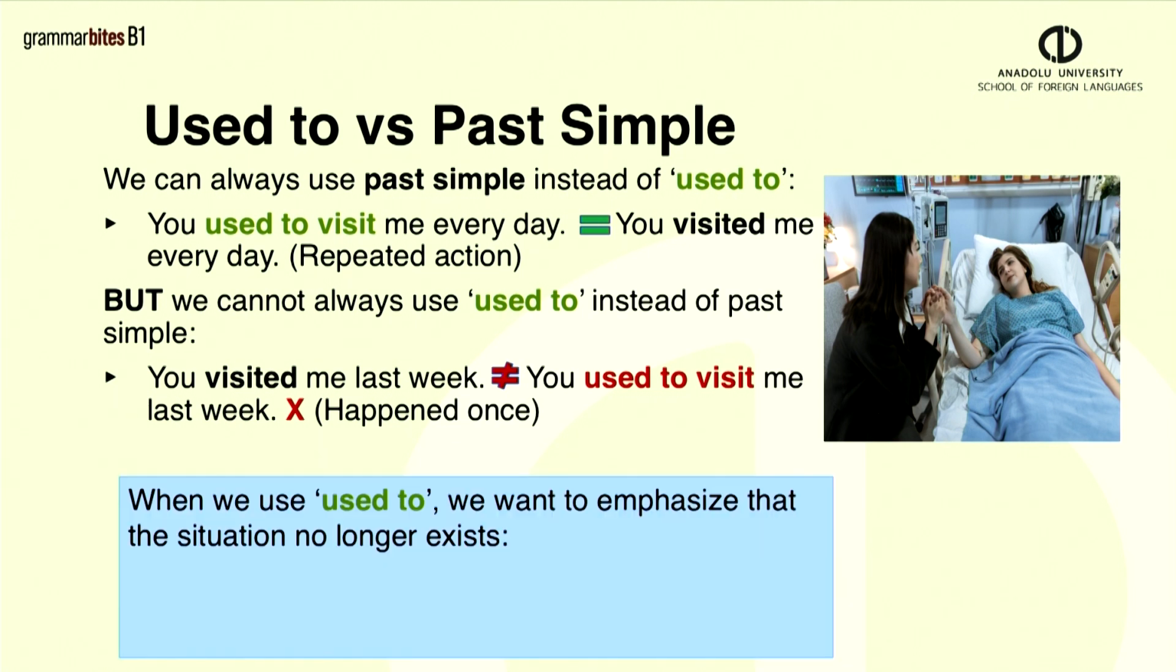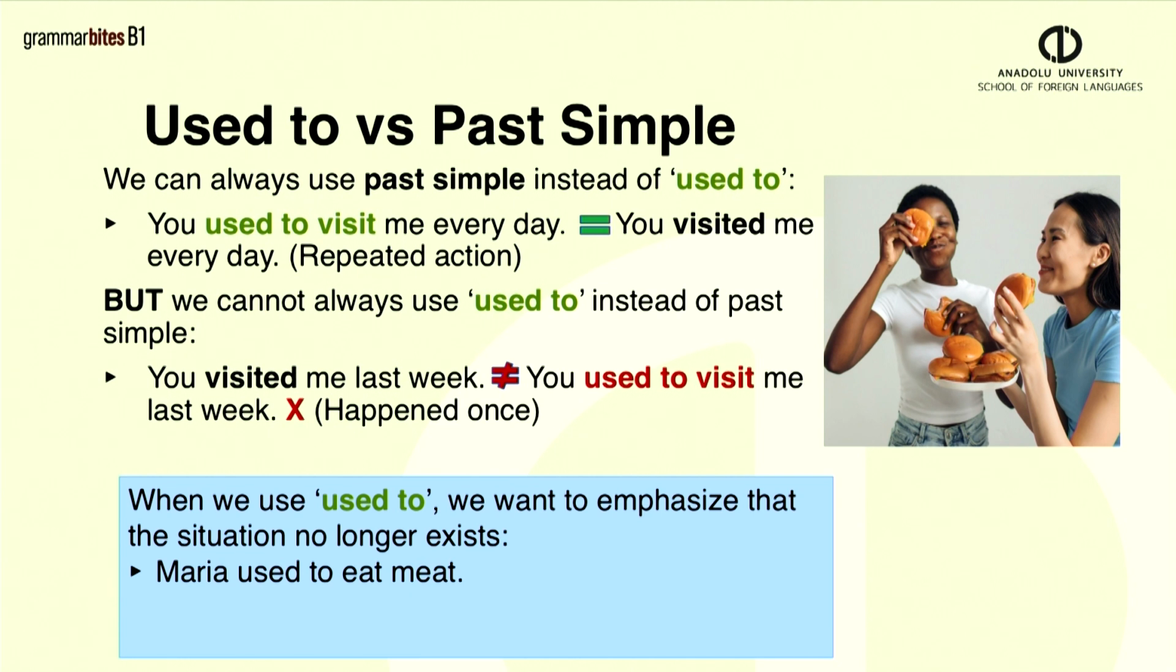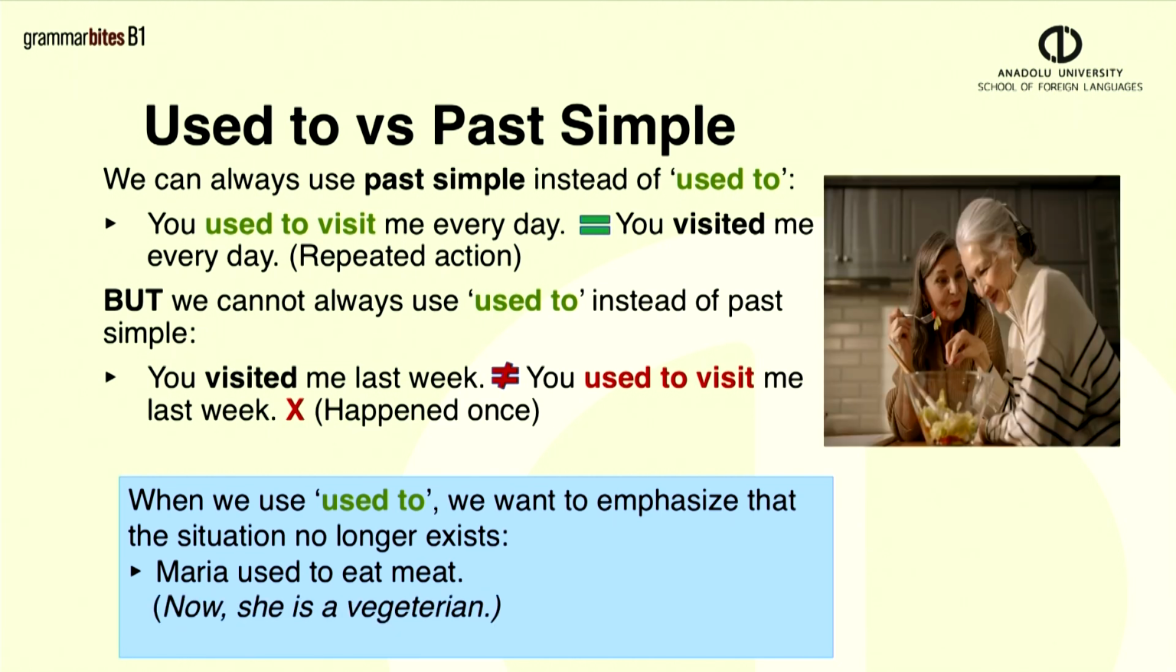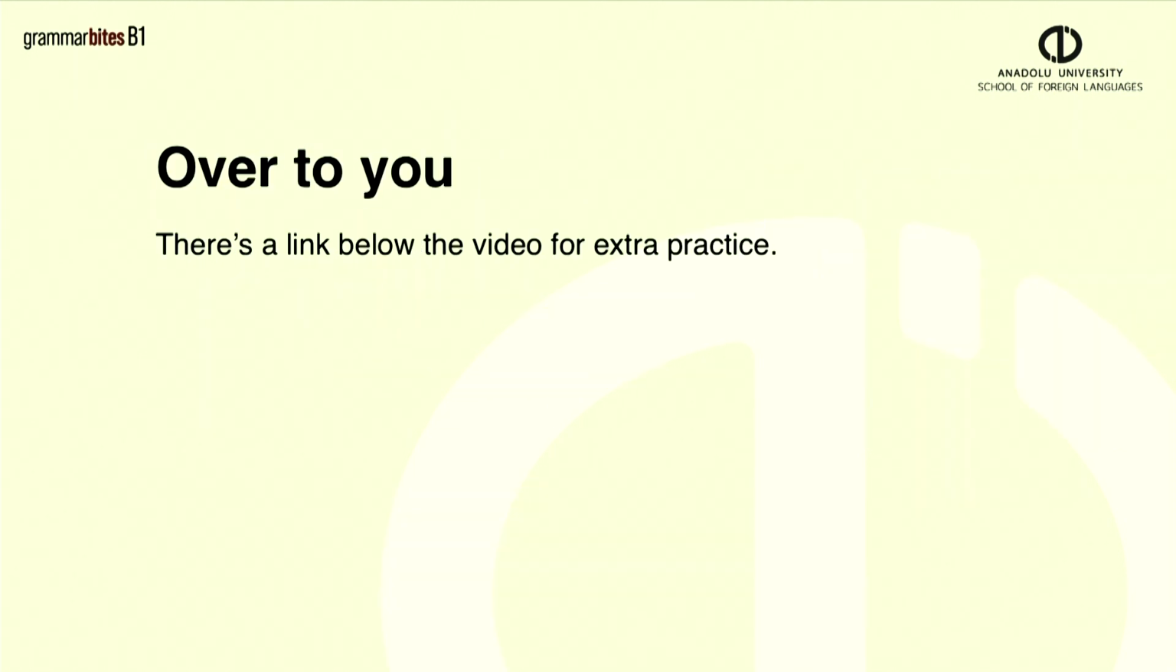Remember, when we use used to, we want to emphasize that the situation no longer exists. For example, Maria used to eat meat means now she's a vegetarian.